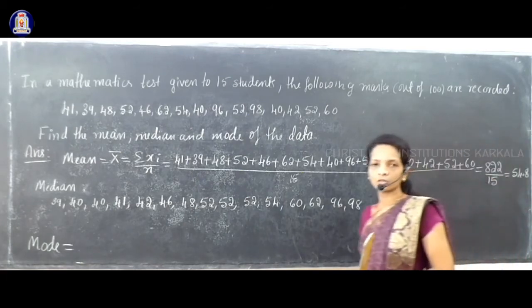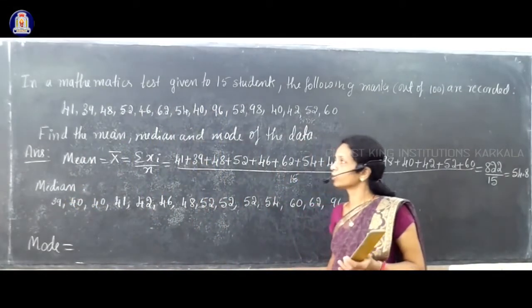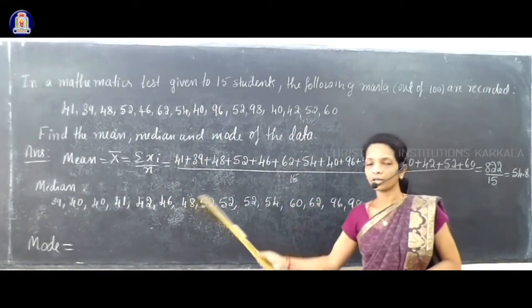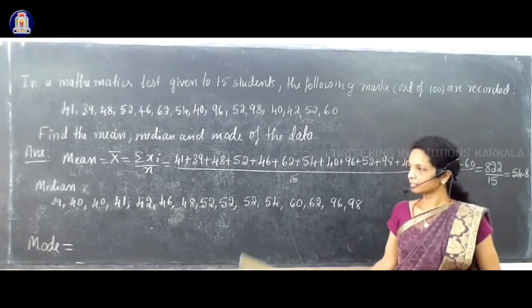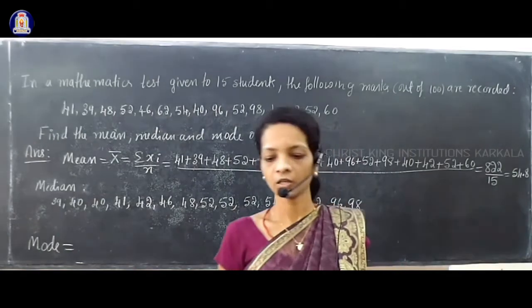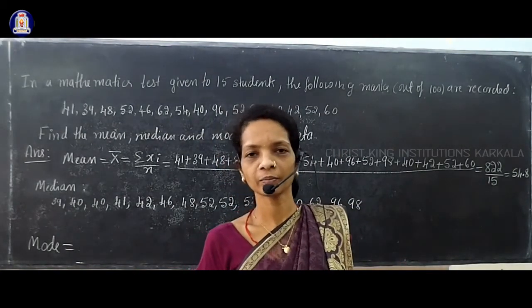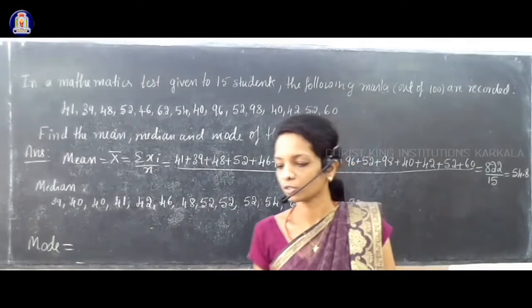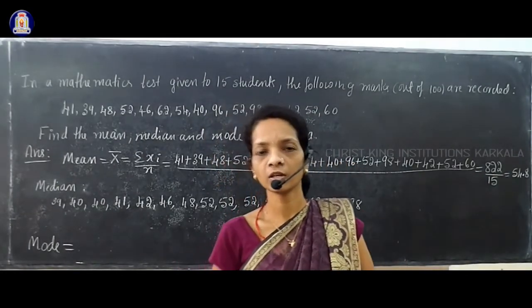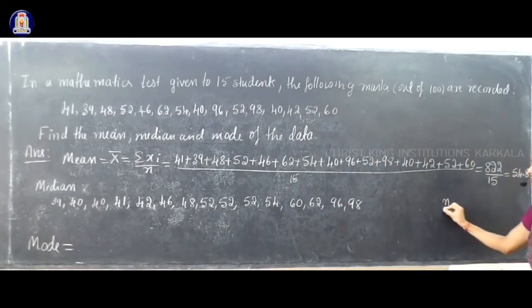Okay, and next, to find the median, you have to arrange the data either in increasing or decreasing order. I already arranged the data in increasing order. After that, you have to see which is the middlemost score. Now you have an odd number of observations, so you have only one middlemost score. To find that, use this formula: n plus 1 divided by 2. What is n now?